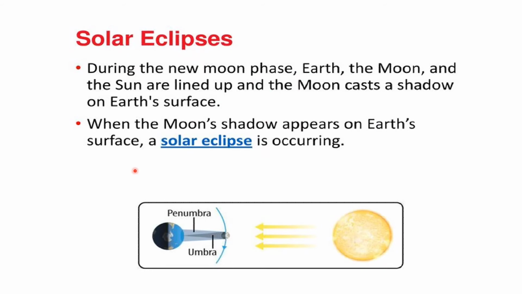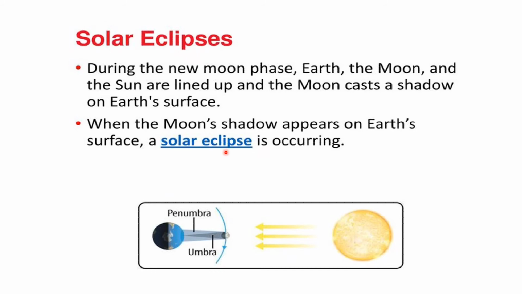So let's define first what a solar eclipse is. A solar eclipse happens during the new moon phase, when Earth, the moon, and the sun are lined up and the moon casts a shadow on Earth's surface. When the moon's shadow appears on Earth's surface, a solar eclipse is occurring.